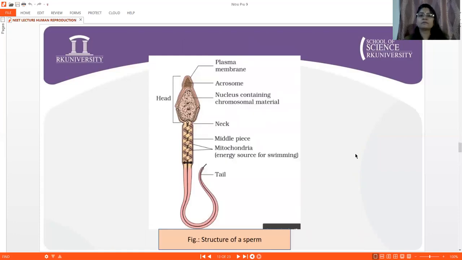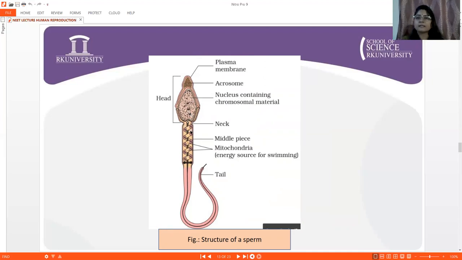This is the figure which gives the information of the structure of the sperm. The structure of the sperm is basically divided into three parts. The first part is the head. Next to it lies the neck portion, and next to it lies the tail. The head portion has three components. The outer layer is called the plasma membrane. The tip is called the acrosome. And next to it lies the nucleus, which contains the chromosomal material.